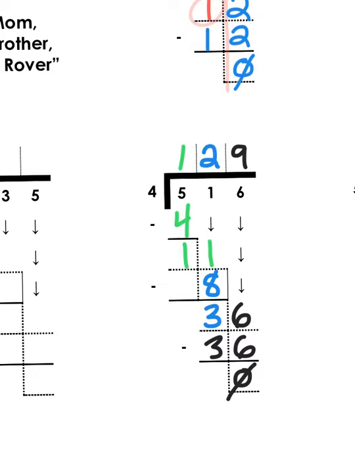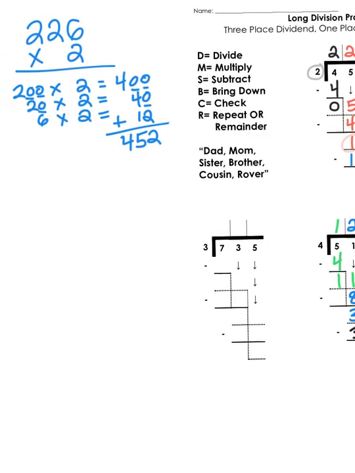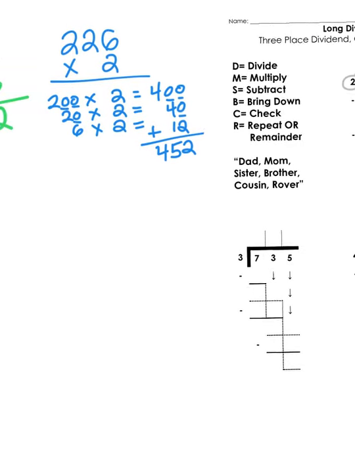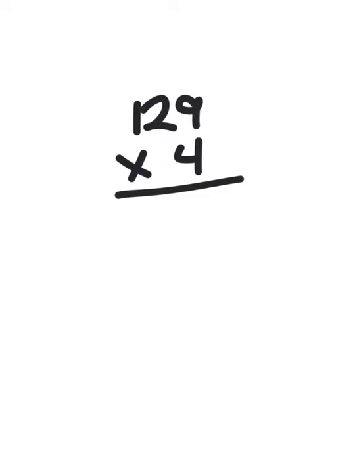129. Okay, so again, I can prove this answer to be correct by just doing the reverse. I can multiply 129 times 4, and again I would do that. Well, this time let's do it partitioning rectangle style, shall we?